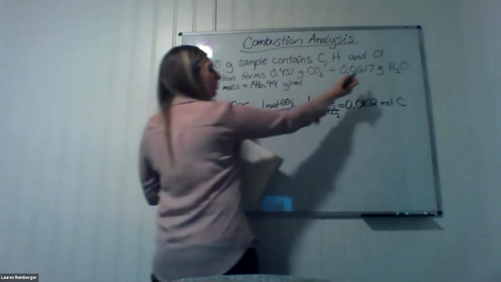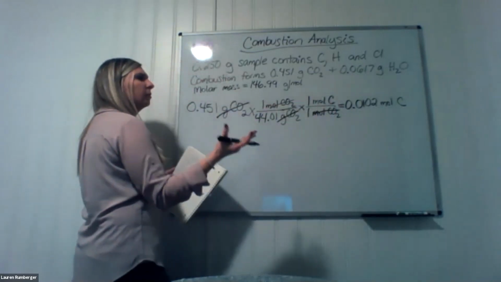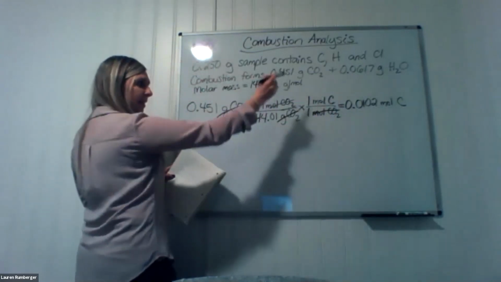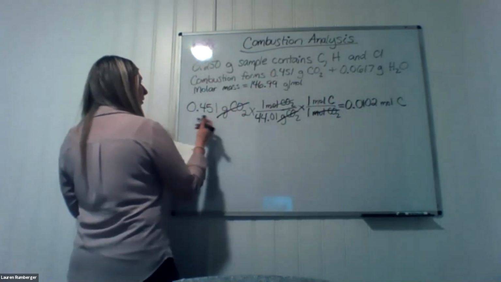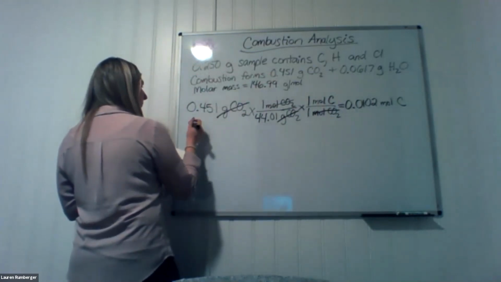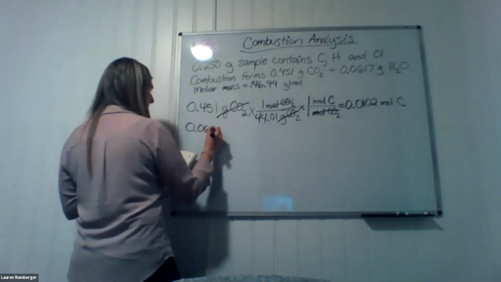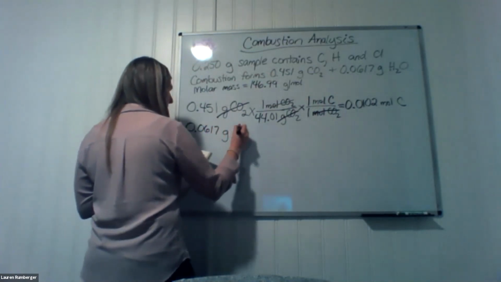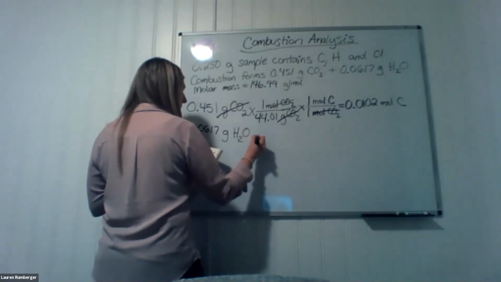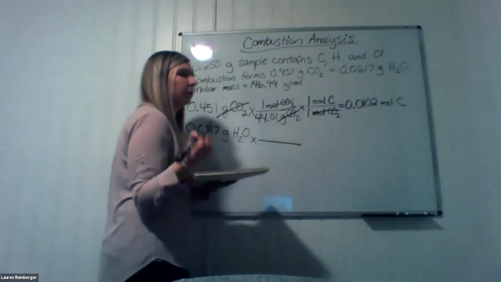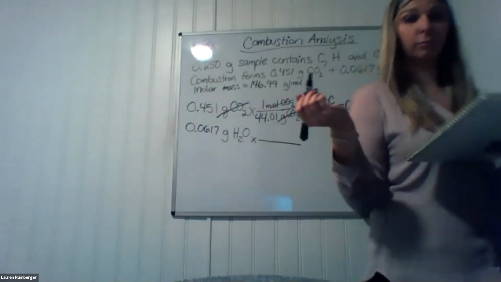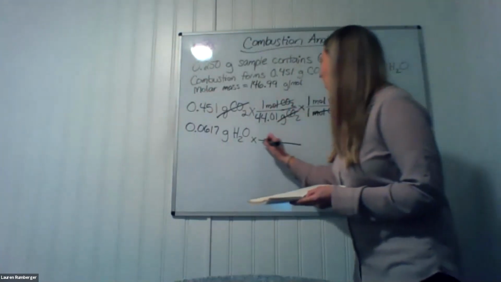Now we're going to do the same thing to determine the amount of hydrogen, but this time we're going to use the amount of water. So how much hydrogen is in that amount of water? So that's going to be 0.0617 grams of water. First, we convert the grams into moles using the molar mass of water.